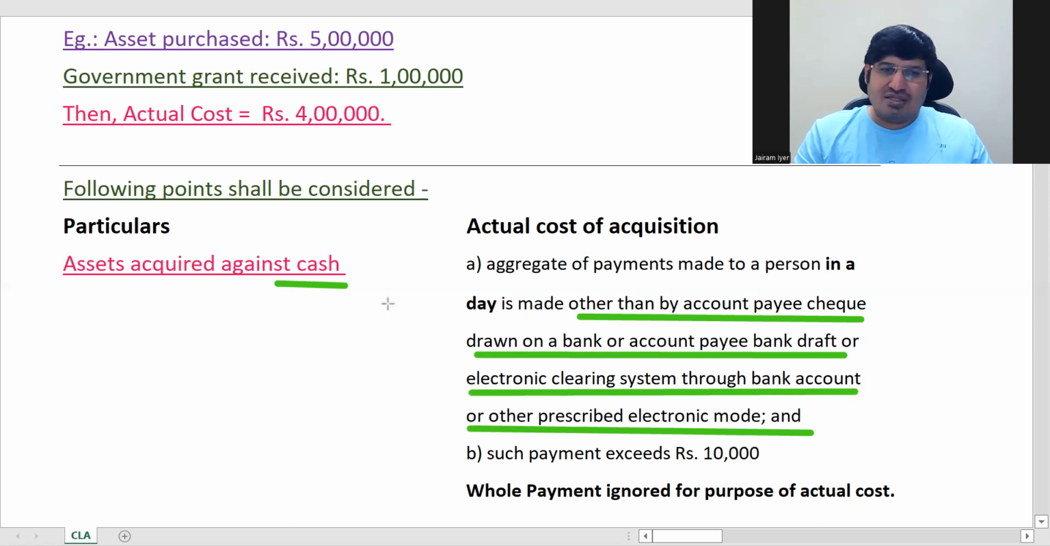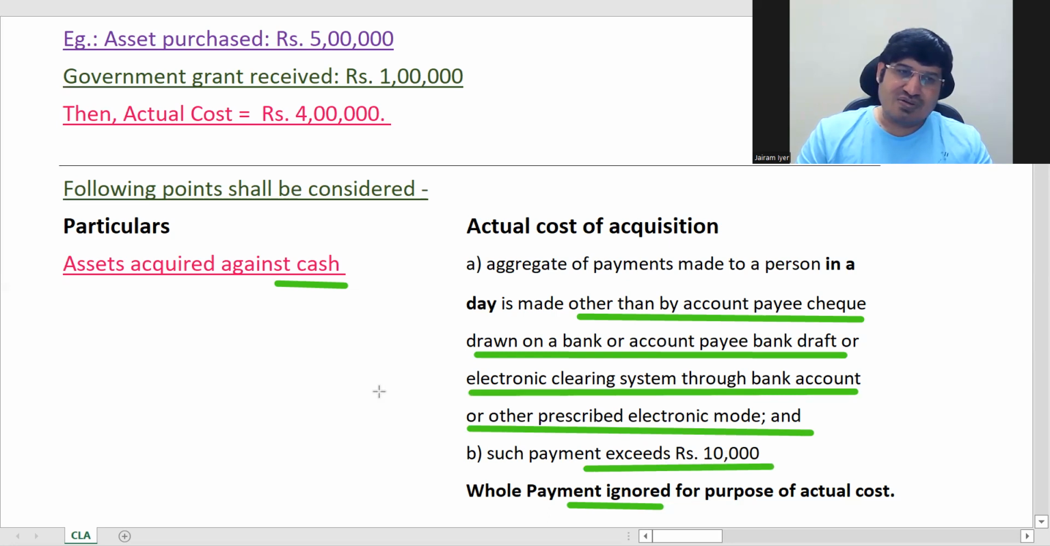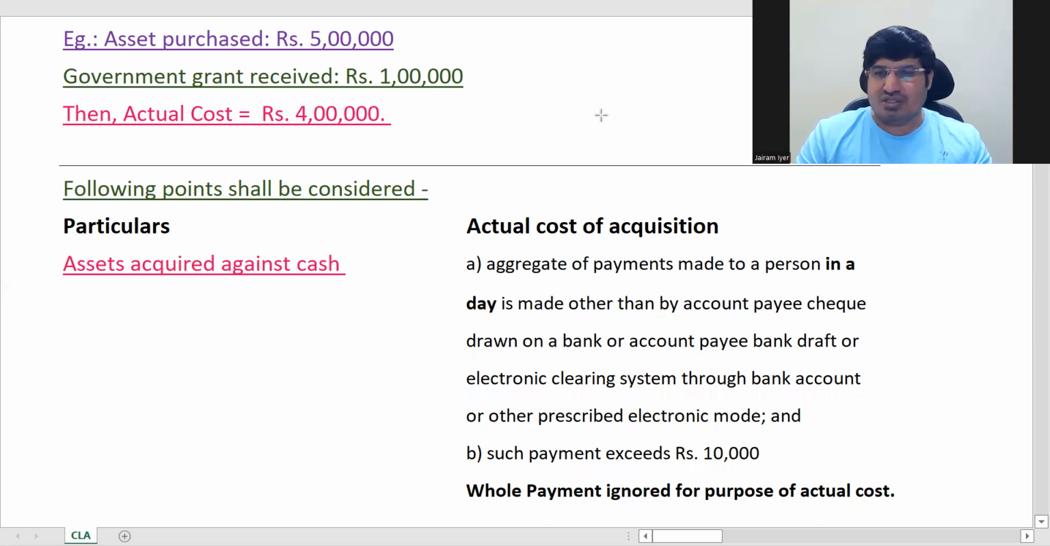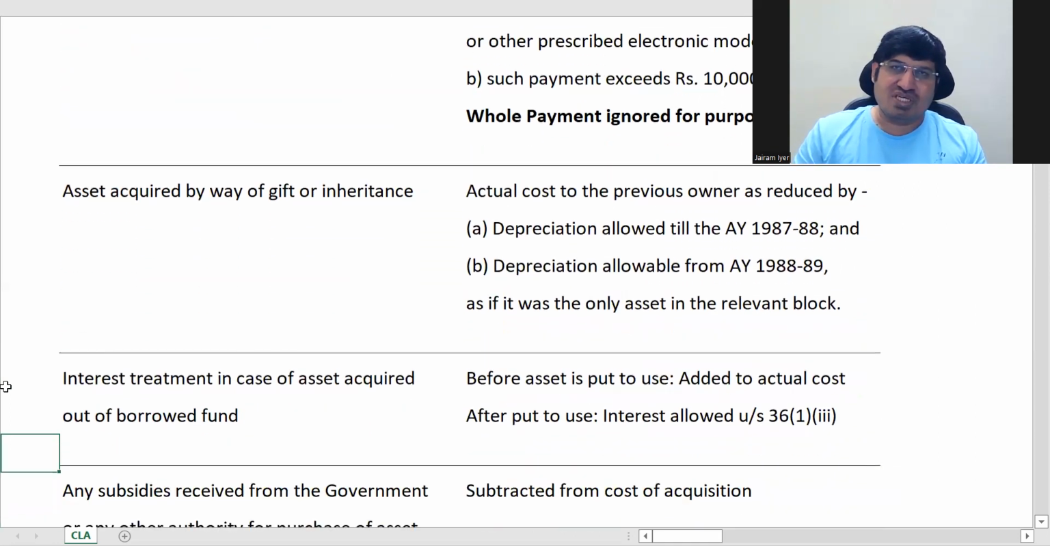So if you are making payment other than these prescribed modes, then it will be ignored if the payment exceeds 10,000. In other words, other than these means you are paying in cash. That is the meaning. Clear? Okay, this is basically your first point of actual cost, which is assets acquired against cash.